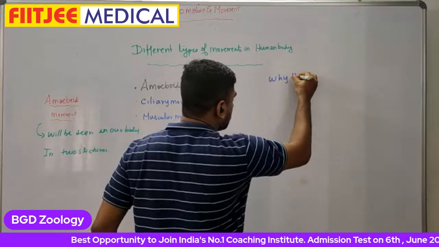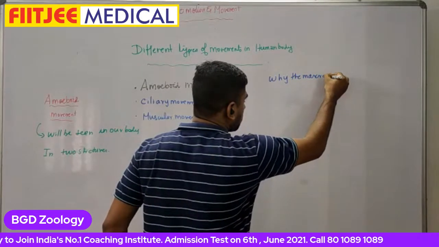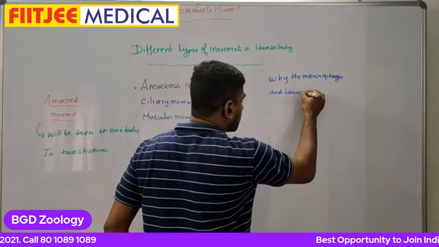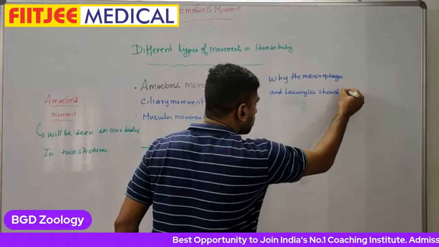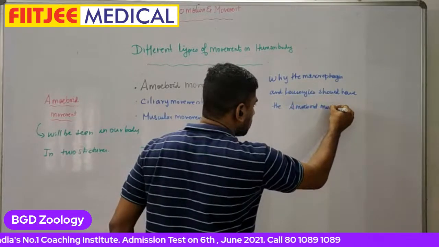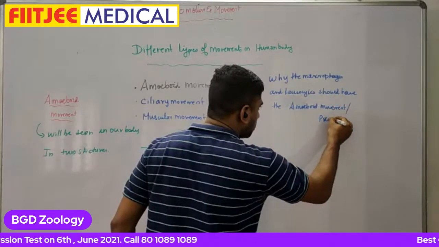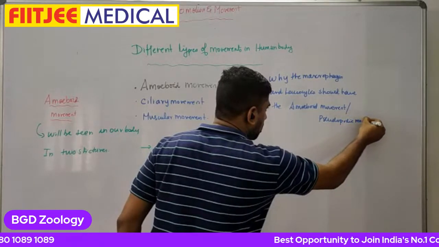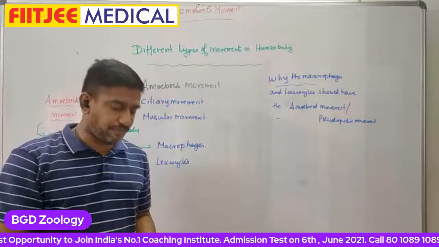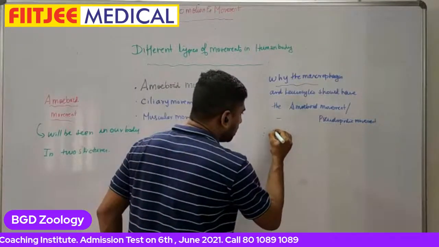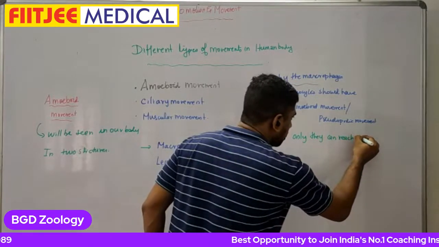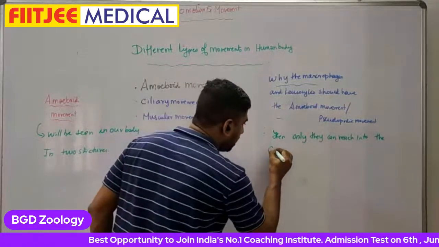Why macrophages and leukocytes should have this amoeboid movement or pseudopodic movement? Because then only they can reach into the injured side of the cell. So the answer for this, it is then only they can reach into the cell injury site.